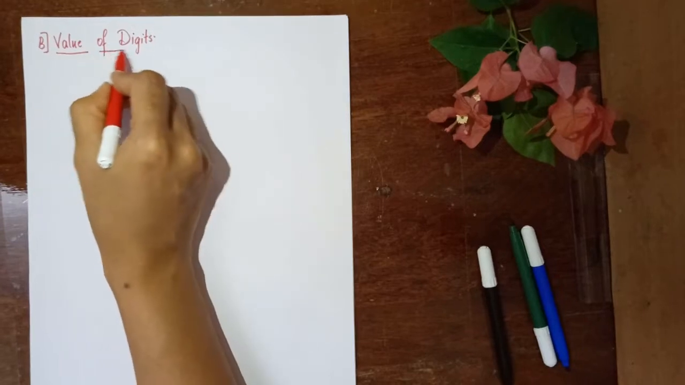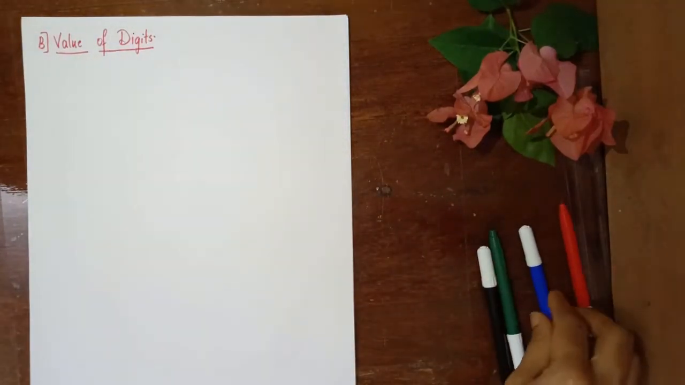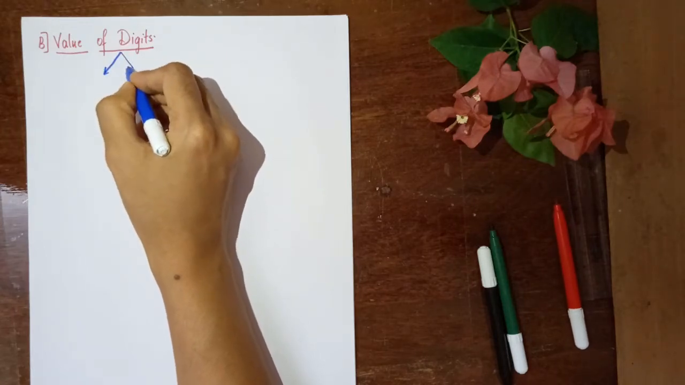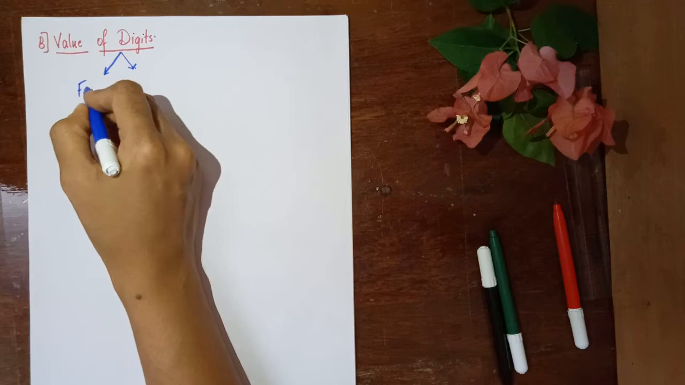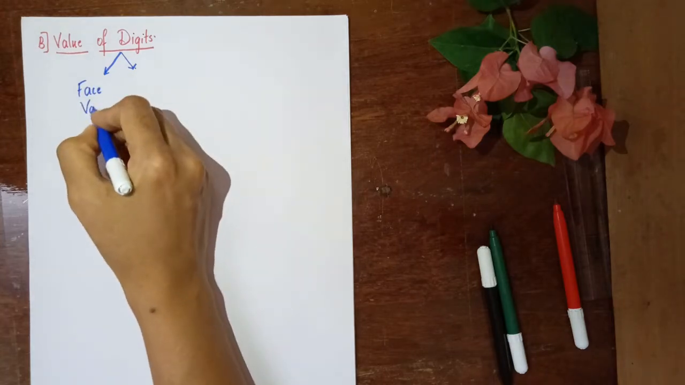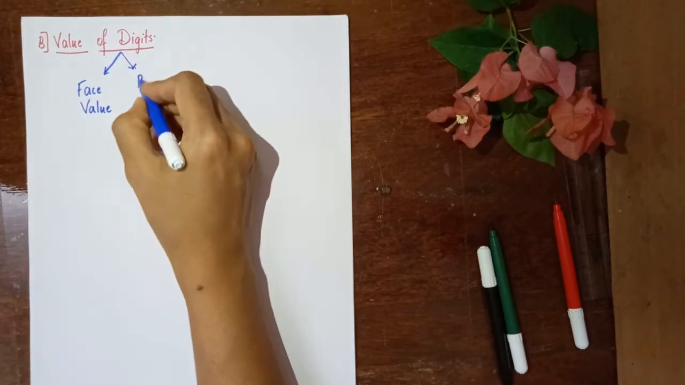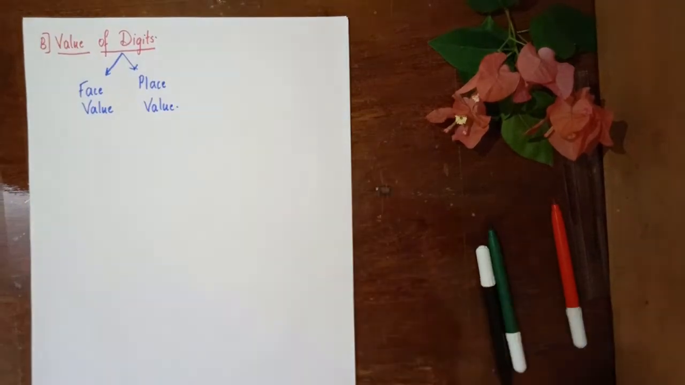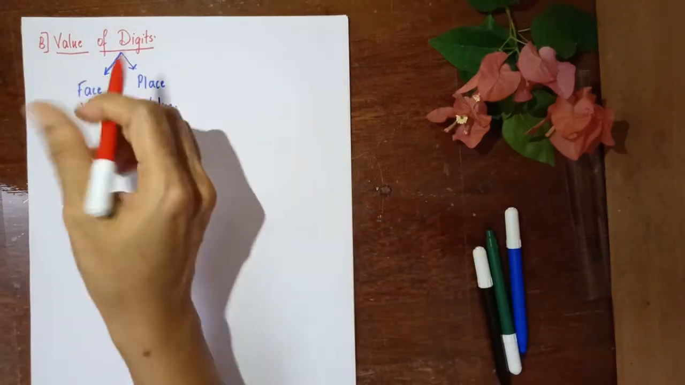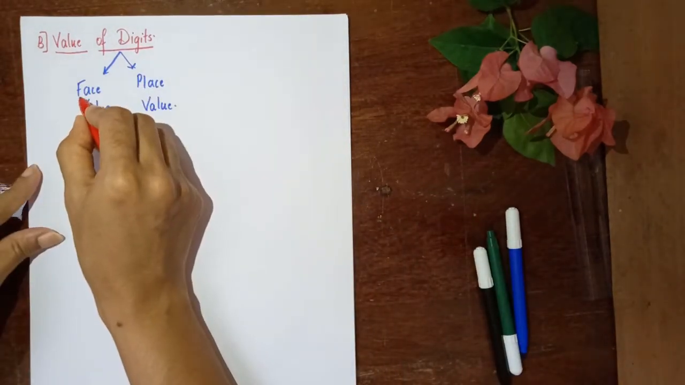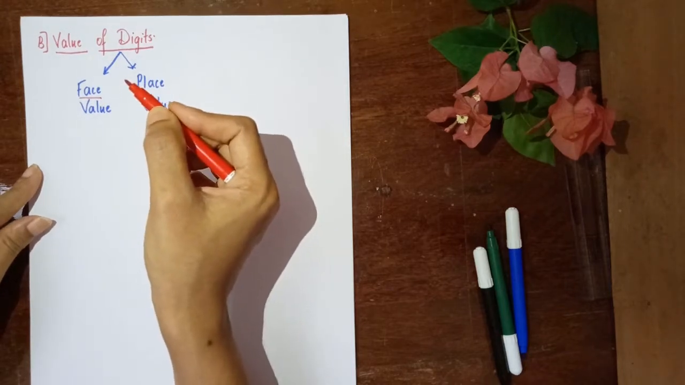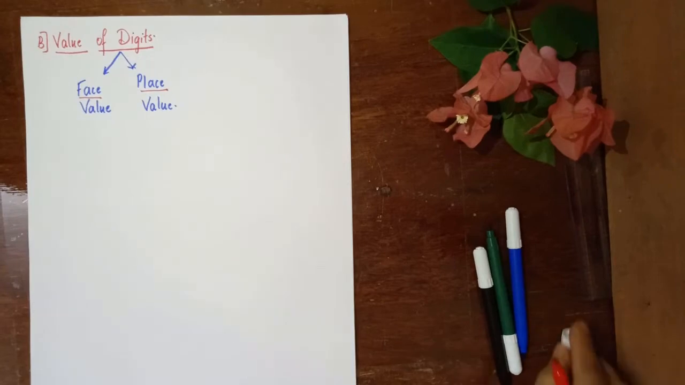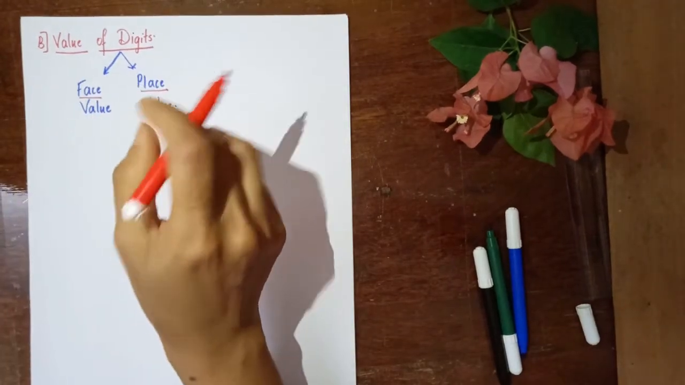When you are supposed to find the value of digits, you should know that there are basically two types of values which are asked. The first being the face value and the next one being the place value. The face value, you can remember it in this way, is nothing but the actual value of that particular number, whereas the place value has to do something with the allotment of the place in the number.